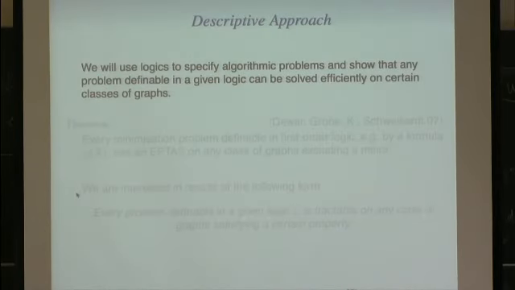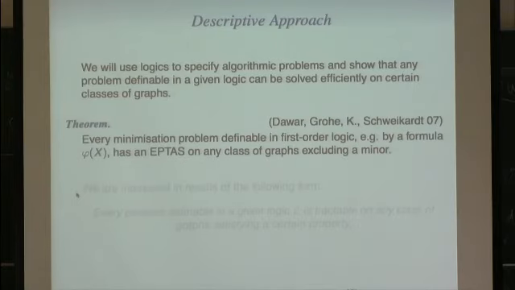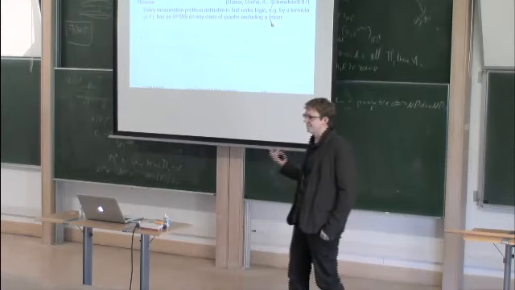Yeah? And so the type of results I'm after is one we proved a couple of years ago, with Anush and Nicole and Martin Grohe, where we proved that every minimization problem, such as dominating sets and so on, that is definable in first order logic has an efficient polynomial time approximation scheme on any class of graphs excluding a fixed minor.